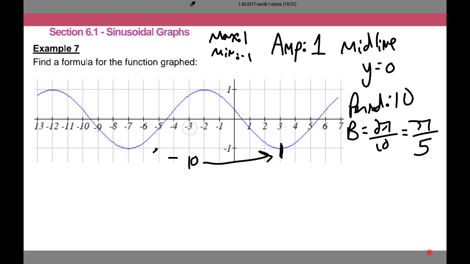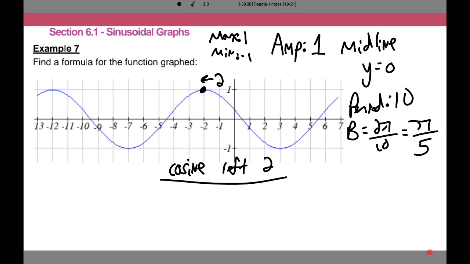So again, we can look at either sine or cosine. One's more complicated than the other. If you look for cosine, this is left 2. So cosine would be left 2. And in this case would be the simpler function.